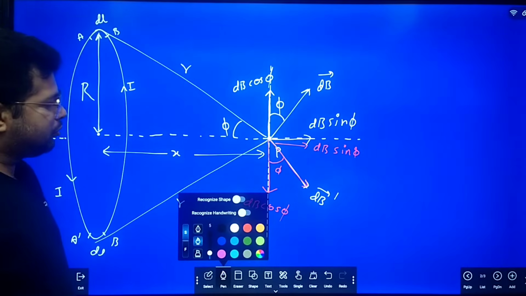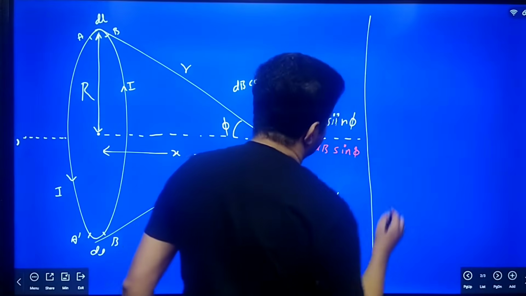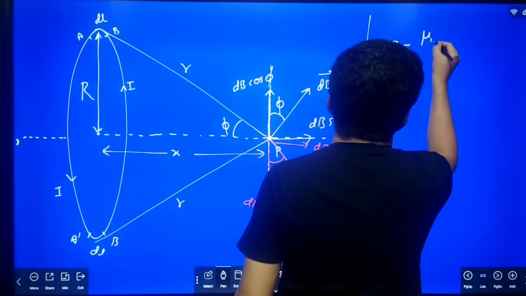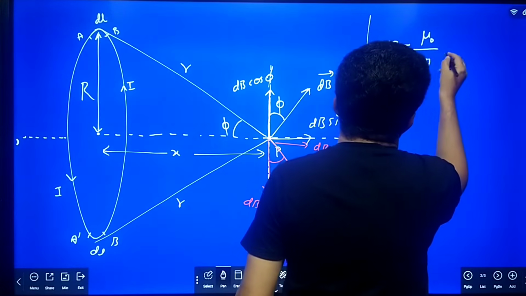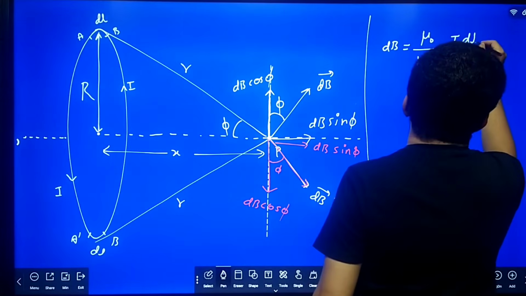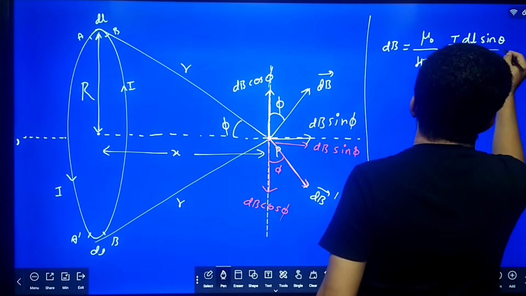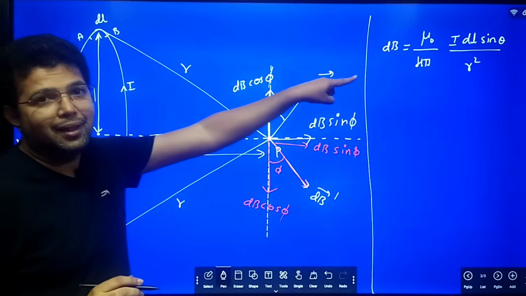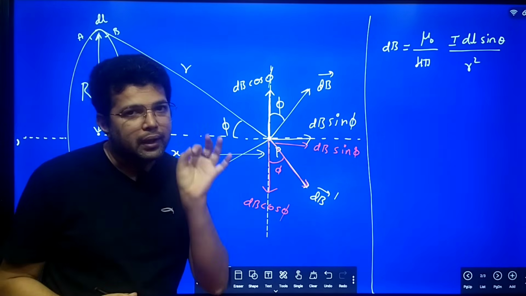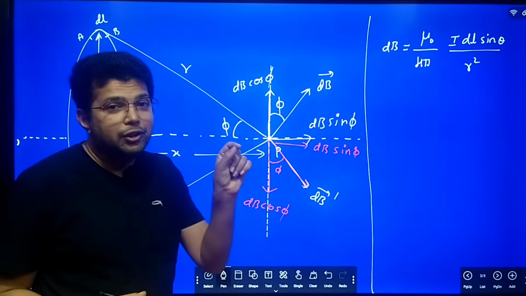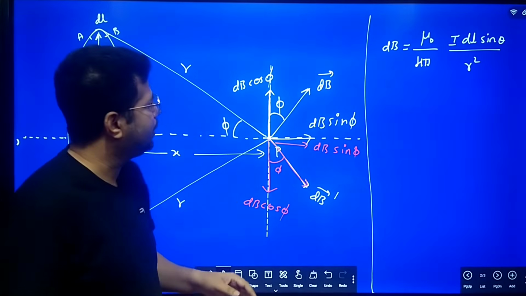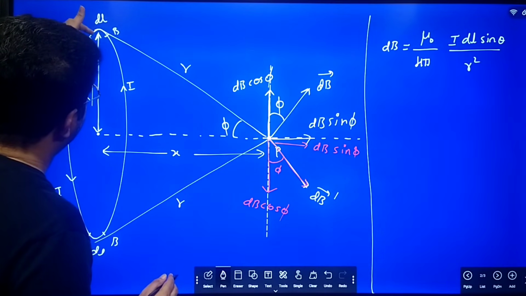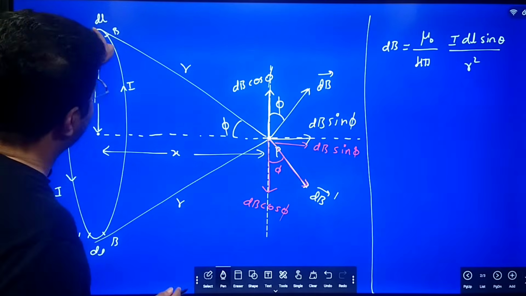Now according to Biot-Savart's law, what does it say? Biot-Savart's law: dB is equal to mu naught by 4 pi into IDL sin theta by r square. This is the first step of the derivation and is very crucial. What is theta there? Theta is the angle between the current element and the line joining the current element and the point. This is very important.